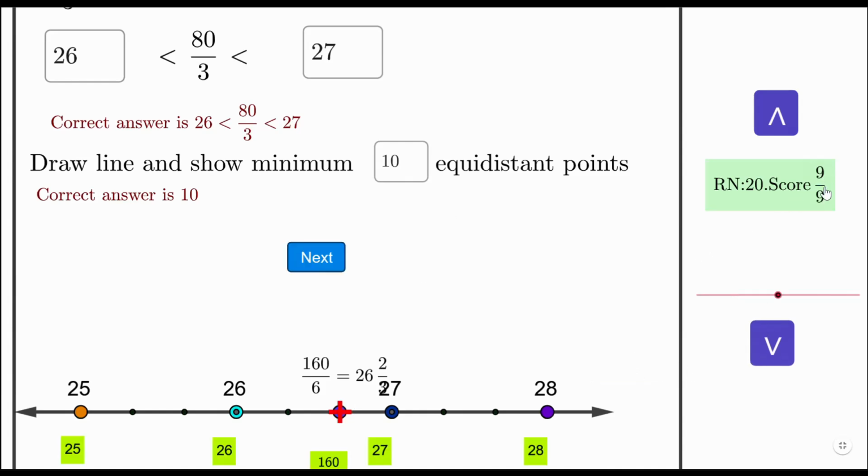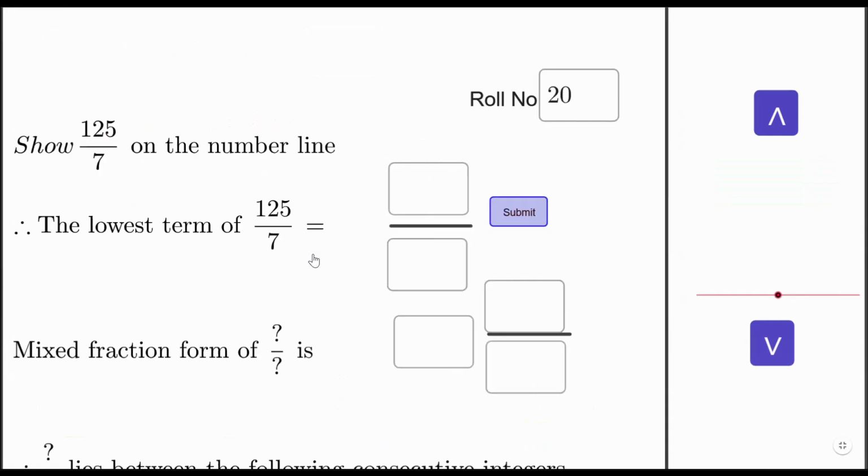So I got all answers correct. So my score is 9 out of 9. On the right hand side you can see your score. Then press the next button to start a new question. You're going to solve 3 main questions. So press the next button.